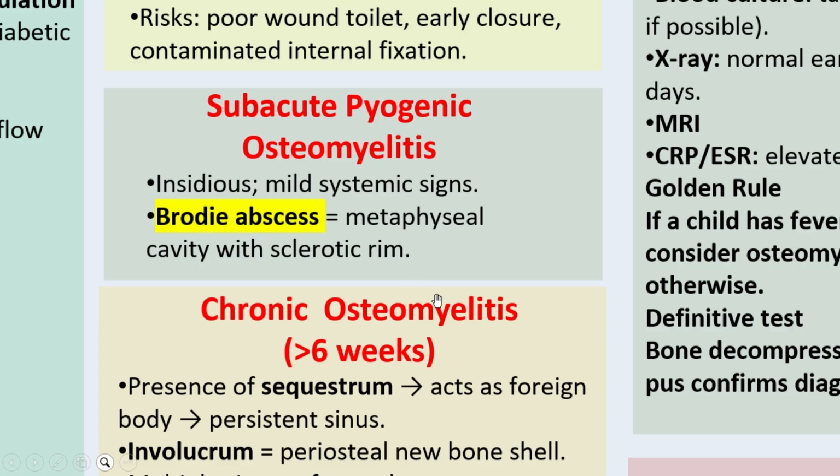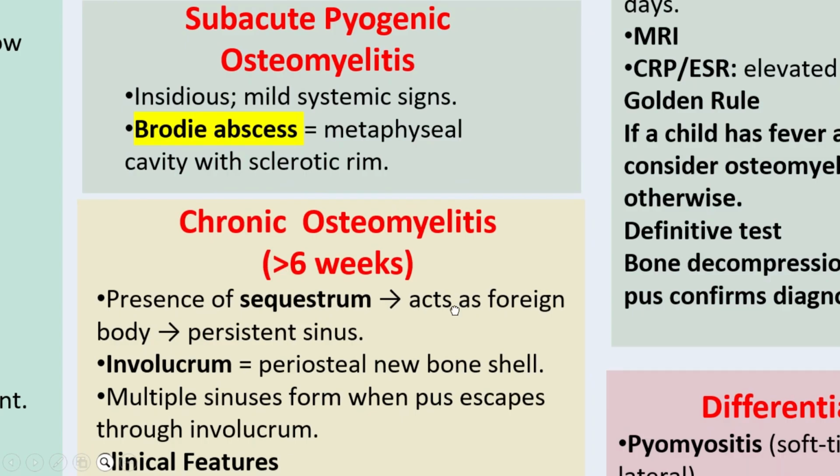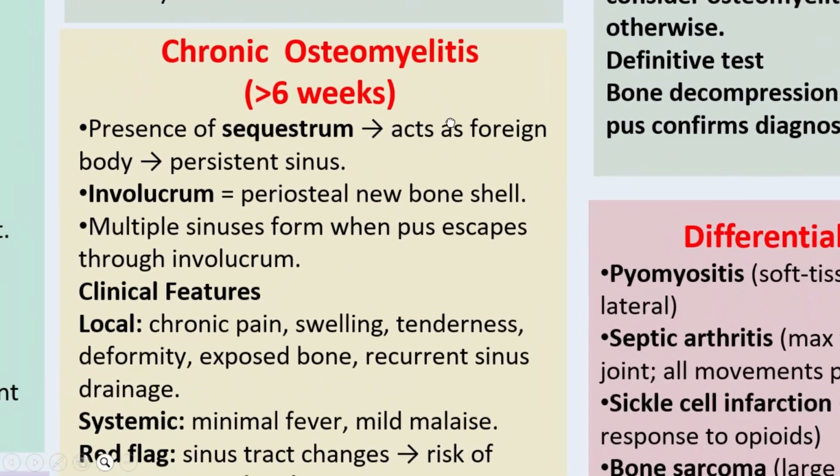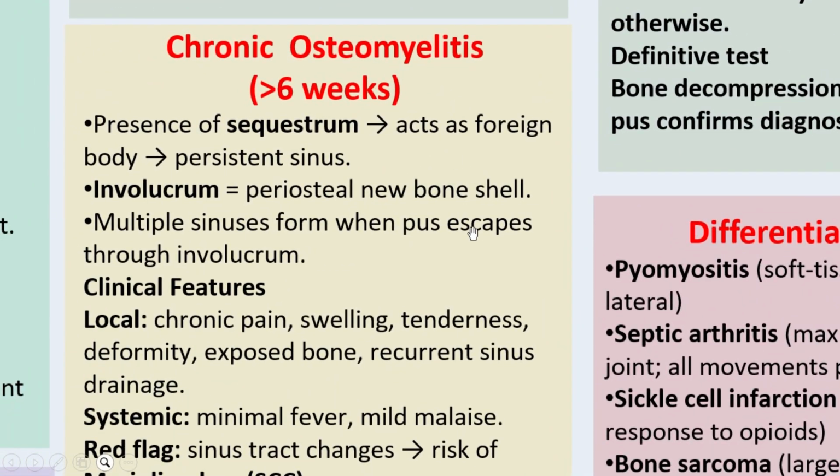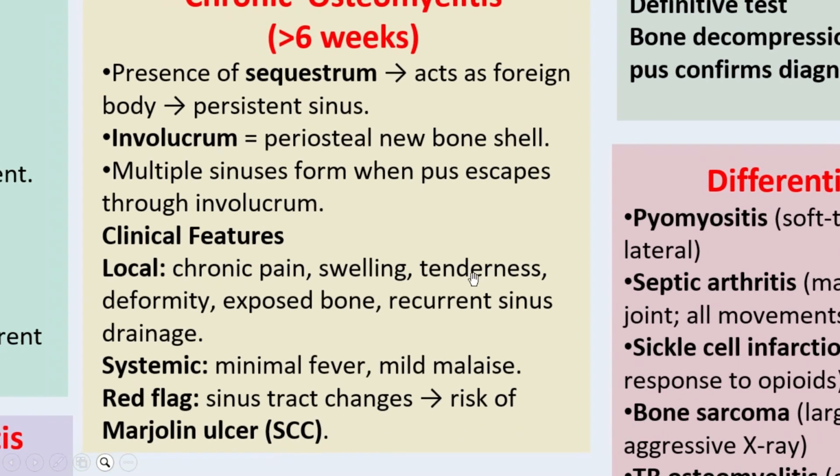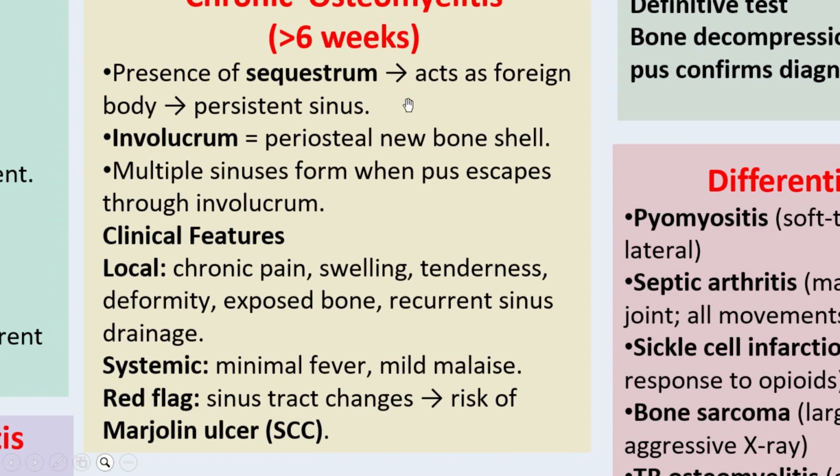Then, when we look at chronic osteomyelitis, that is when we have osteomyelitis for more than 6 weeks. It is characterized by the presence of sequestrum. The sequestrum acts as a foreign body, and the foreign body is going to be a place where we shall have formation of a biofilm of these organisms.